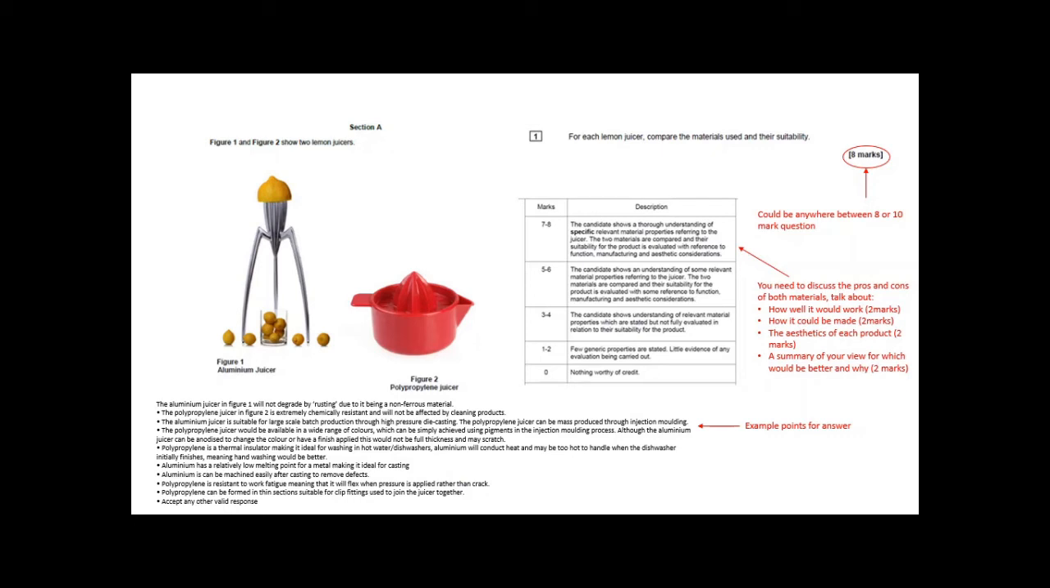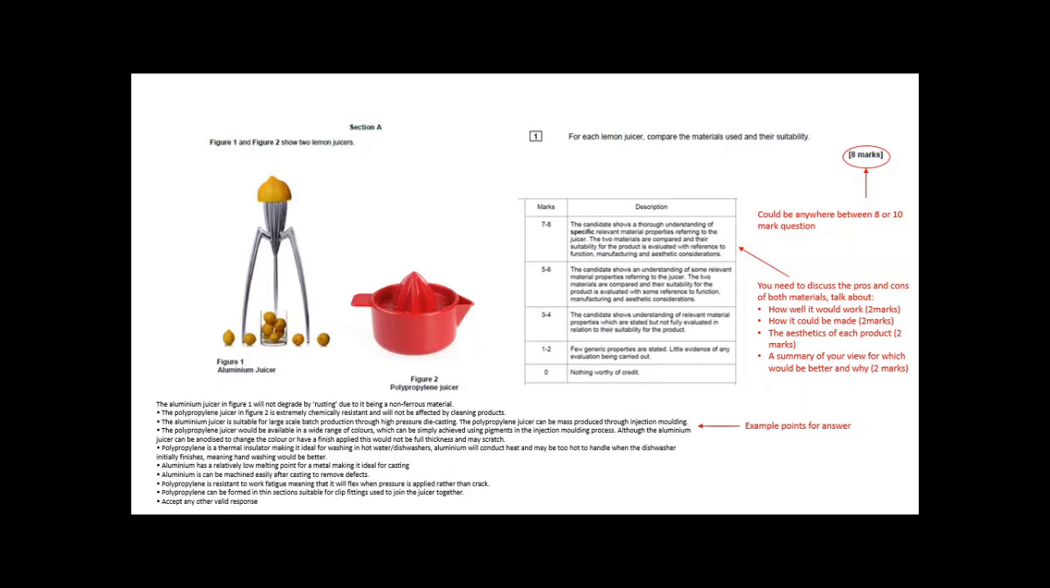The polypropylene juicer will be available in a wider range of colours because you can add pigments to the polymer while it's being injection molded. And although the aluminium juicer can be anodized to change colour or have a finish applied to it, then if it gets knocked or scratched, it will affect it.